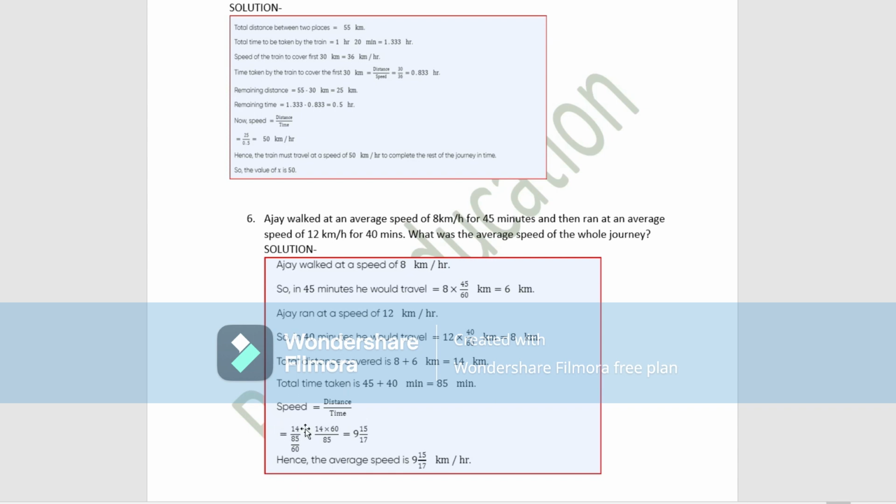So from there we can calculate the average speed of the whole journey, that is total distance by total time. That means we are getting 14 by 85 by 60, that is 9 15 by 17 kilometer per hour. This is the average speed.